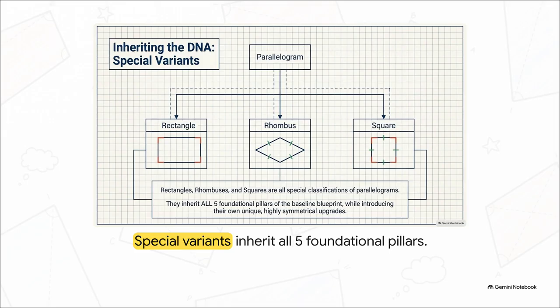Rectangles, rhombuses, squares, they aren't just completely different random entities. They're actually all special classifications of parallelograms. Think of them as the offspring of our master blueprint. They inherit all 5 of those foundational pillars we just studied, but then they introduce their own highly symmetrical upgrades to the architecture. Let's put them side by side and see how this builds.